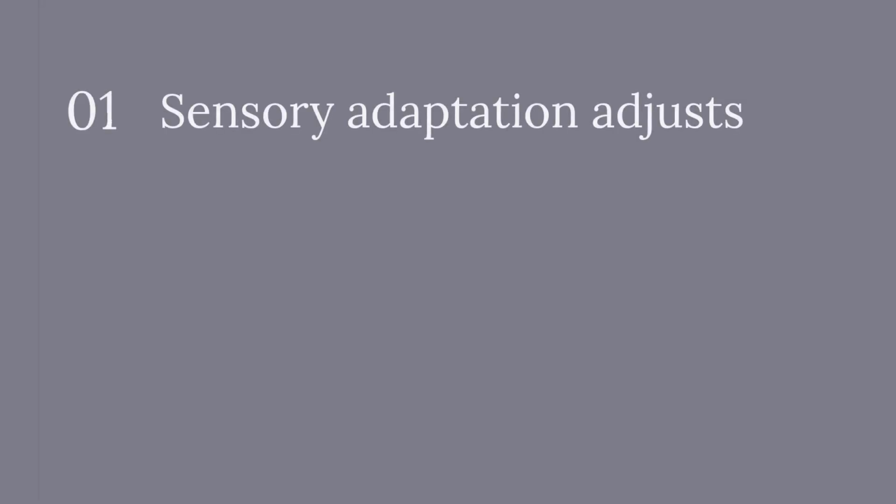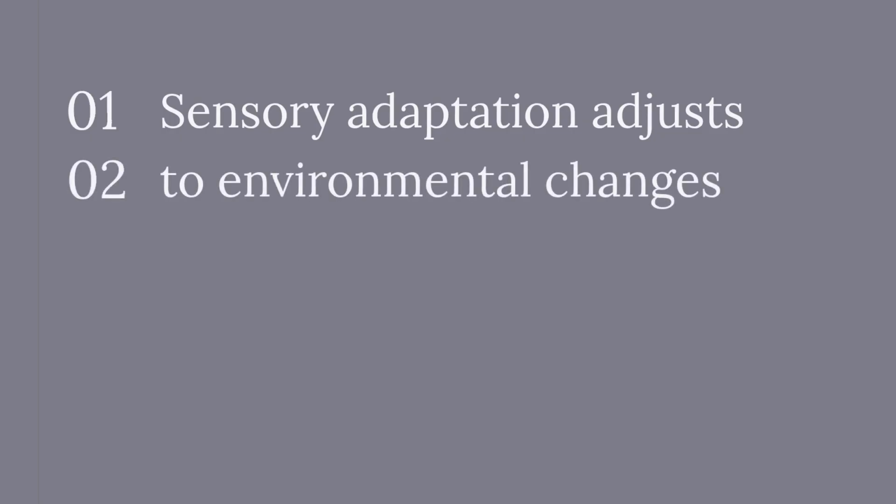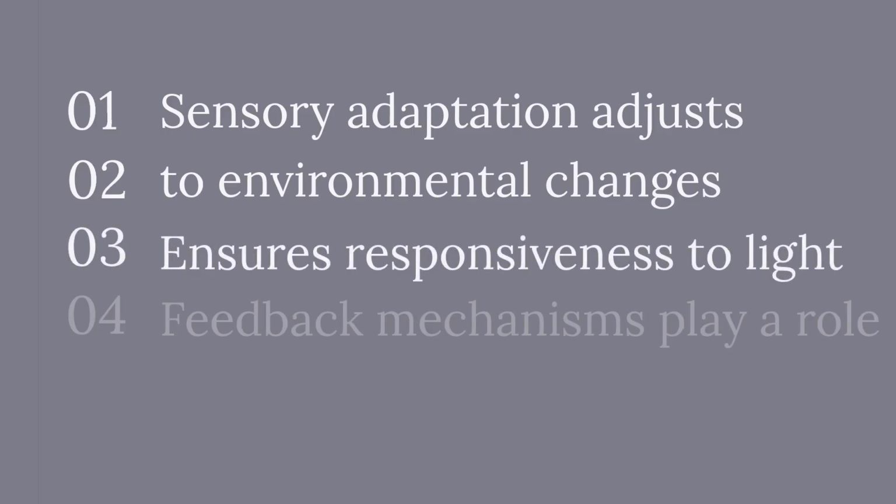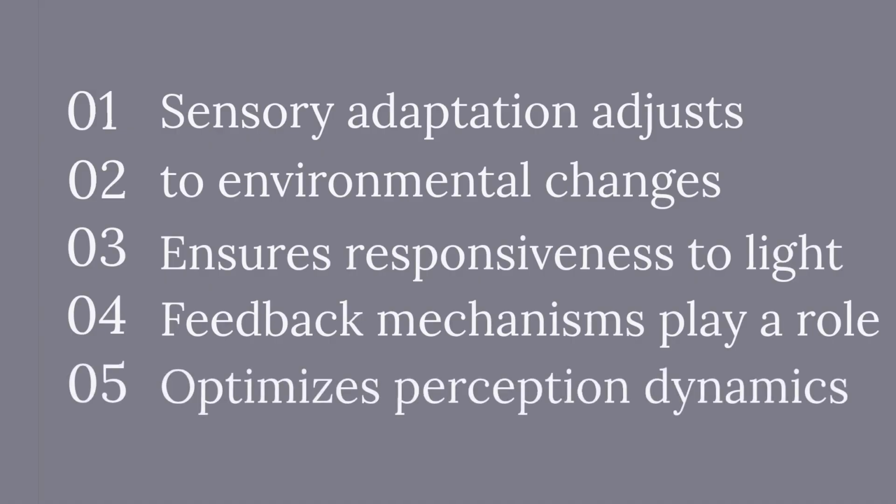Sensory adaptation adjusts to environmental changes. It ensures responsiveness to light and motion. Feedback mechanisms play a role. Sensory adaptation optimizes perception. This dynamic process is crucial for visual processing.